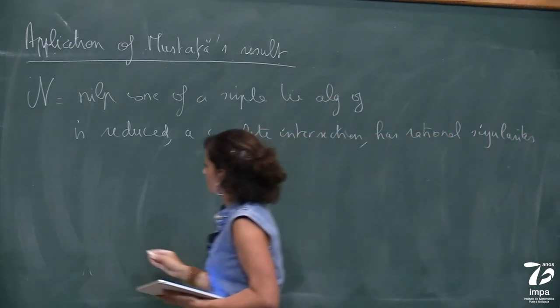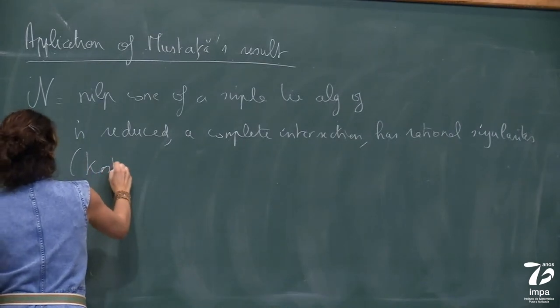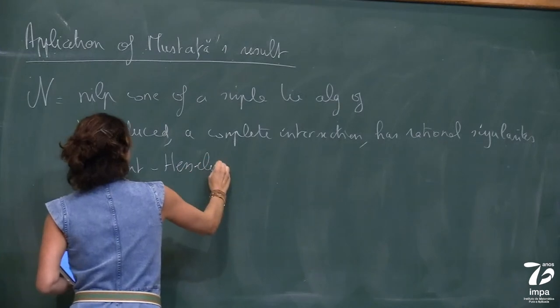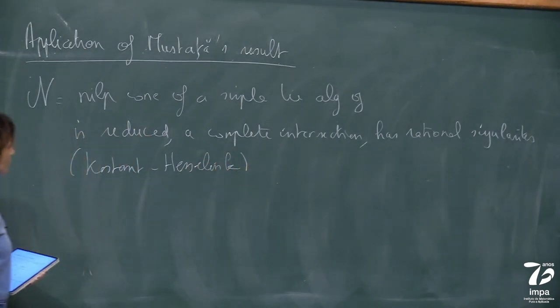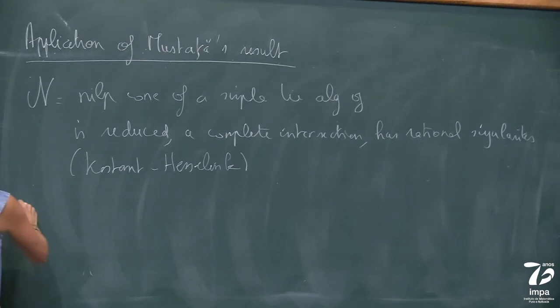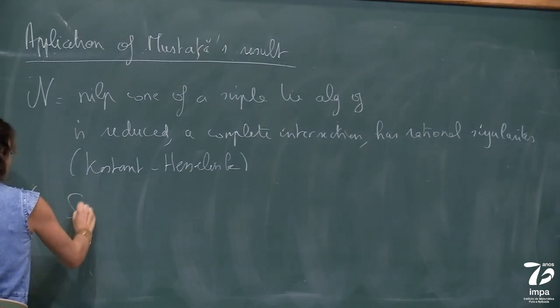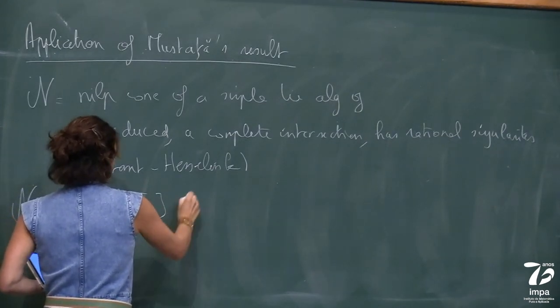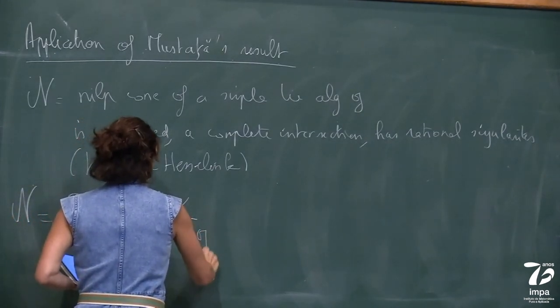So all this is due to Kostant for the first part and Elkik for rational singularities, as I already mentioned. And so maybe here I should specify what the nilpotent cone is as a scheme. Here my definition is the scheme associated with the augmentation ideal of the invariants of the polynomial ring.